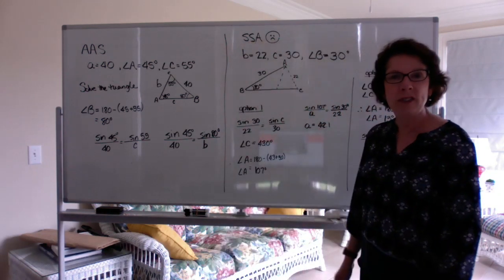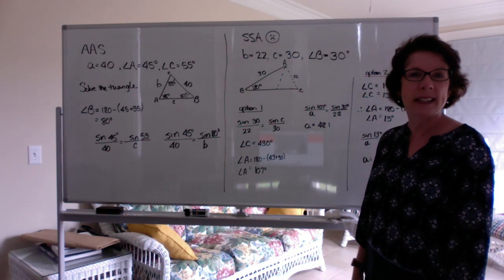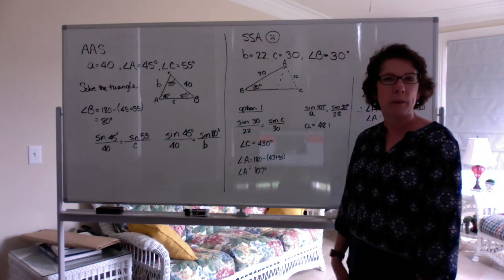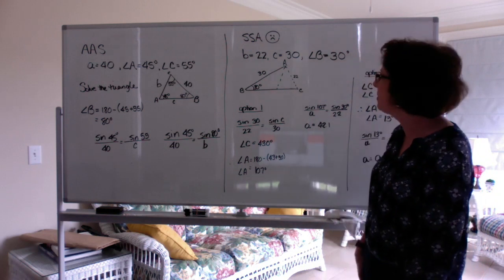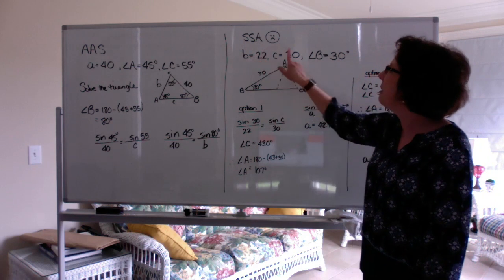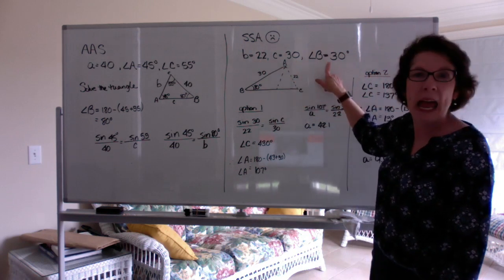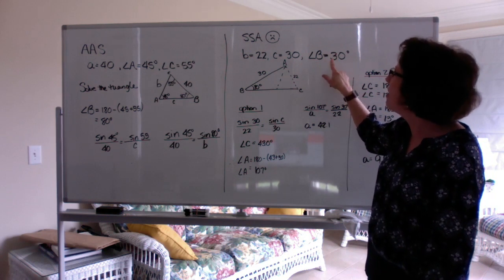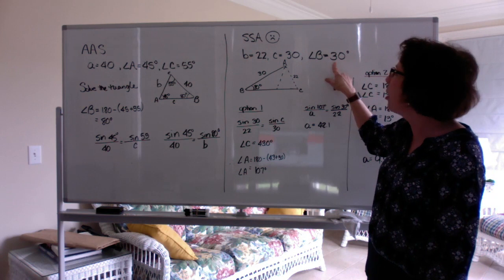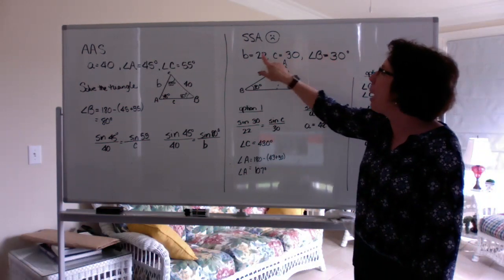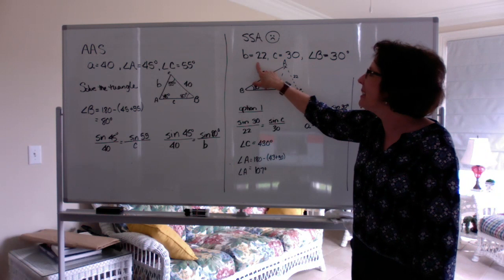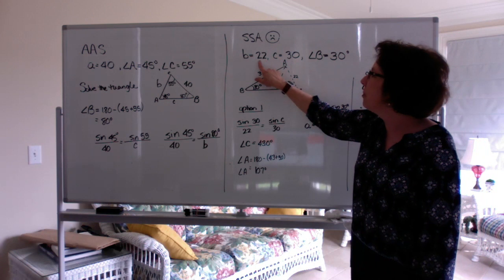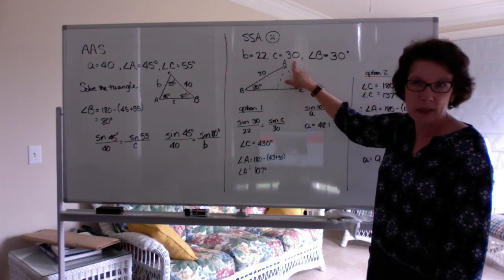Okay, I hope you watched your video on the SSA case, the ambiguous case. And I put a frowny face because this is a pain in the SSA. Oh, yes, it is. Now, I'm given side B, side C, and I'm given angle B. Now, when is it an ambiguous case? When this angle is acute and when this angle's opposite side is less than the other side given. 22 is less than 30.